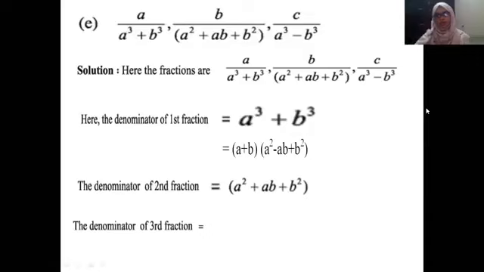And the denominator of the third fraction is equal to a cube minus b cube. To know the formula, a cube minus b cube is equal to (a minus b) into (a square plus ab plus b square). So the LCM is (a plus b) into (a square minus ab plus b square), (a square plus ab plus b square), and (a minus b). A square plus ab plus b square is the common factor.